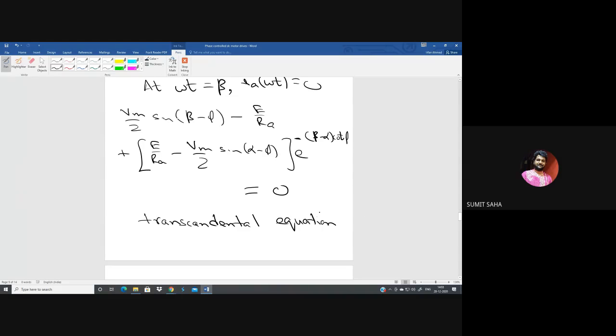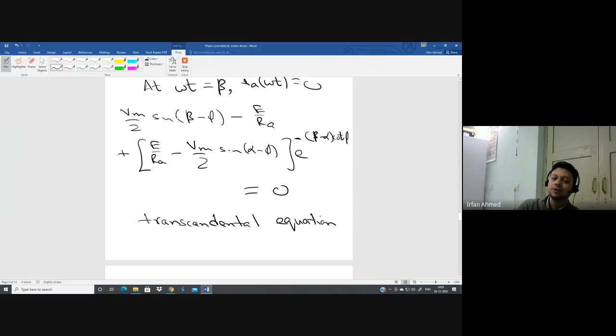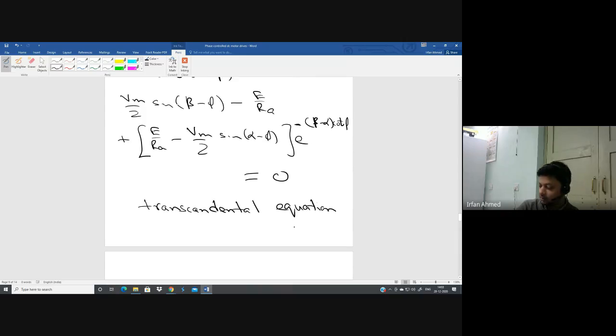Okay. So how to solve transcendental equation? That you were telling me. This equation cannot be solved by normal methods because it is not a trigonometric equation, it is not an algebraic equation, it is not an exponential equation. So this equation has to be solved by using numerical methods.